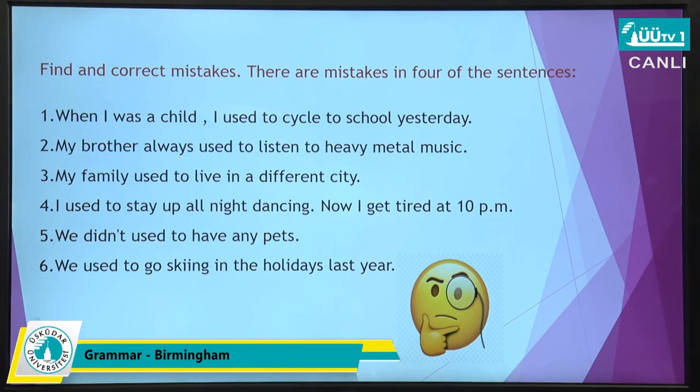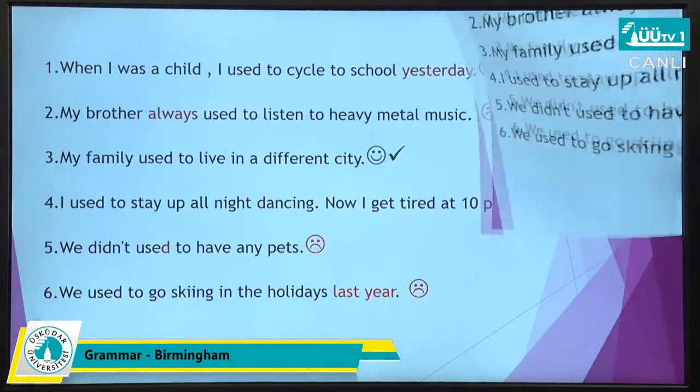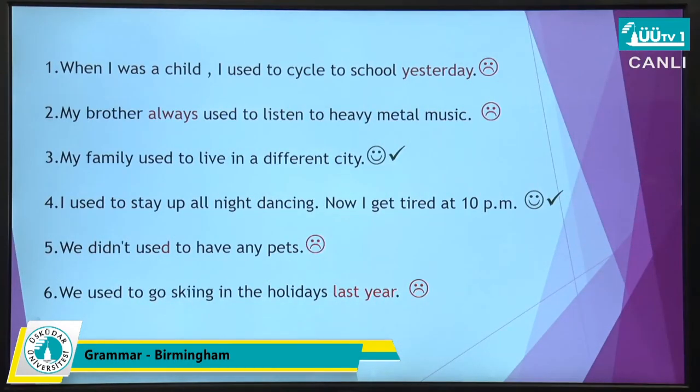Okay, I think that you found the mistakes correctly, and you corrected the mistakes in the sentences. We're going to go over them, and I will tell you what the problems are in each sentence. Ready? Okay, let's move on. So for number 1, when I was a child, I used to cycle to school yesterday. It's clear, yesterday happened once, okay? So this yesterday is a wrong word here in the sentence. So you have to cross it out.